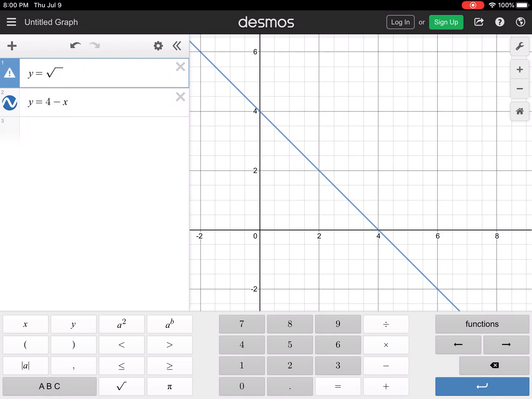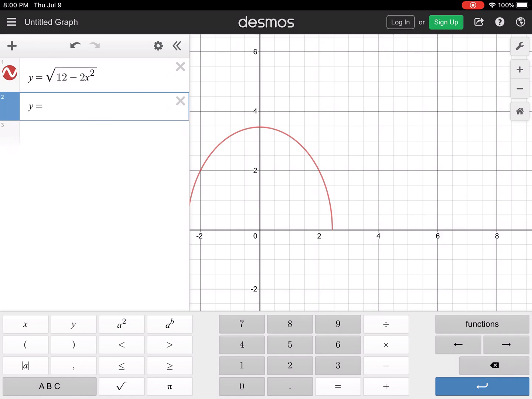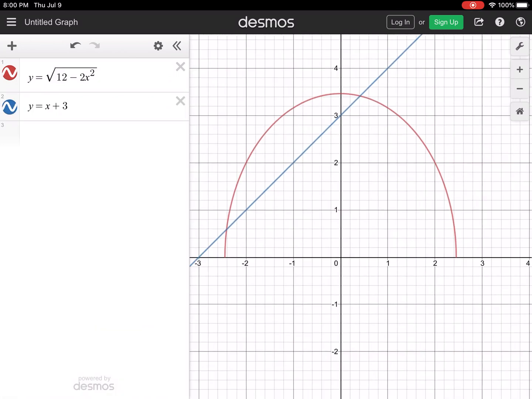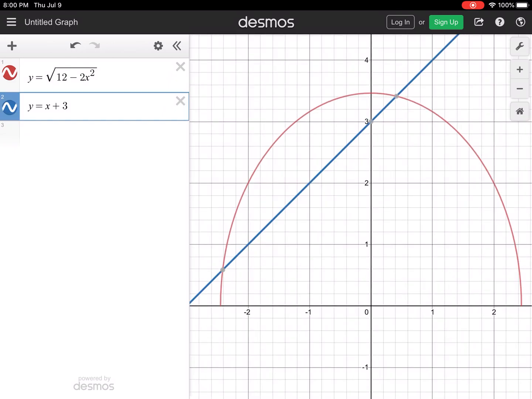Okay, so we've got, let's delete that one here. So this one here is 12 minus 2x squared. And then the other one here, we'll make that x plus 3. Okay, so what you've got here is two solutions. We've got one there, and so this is 0.414 and 3.414. So there's no way you're going to be able to get that by graphing it by hand.